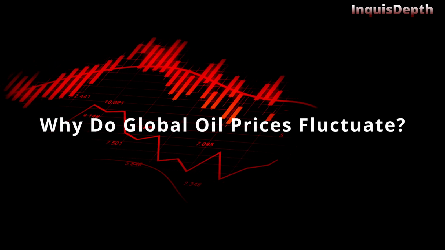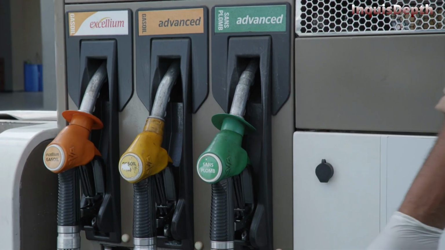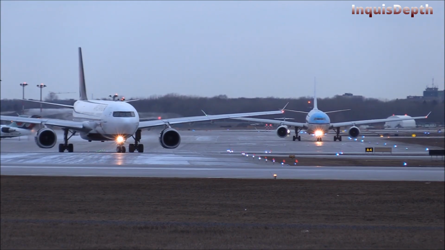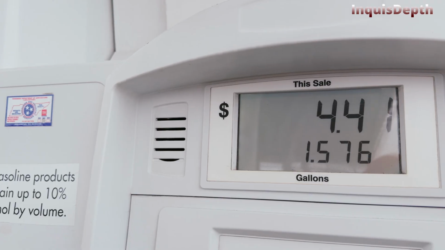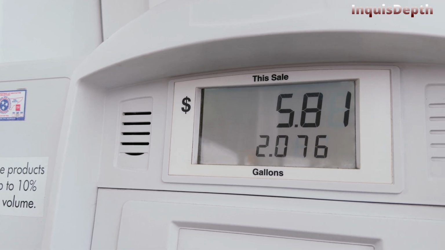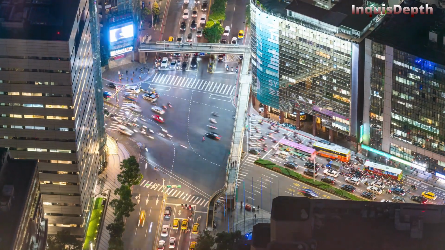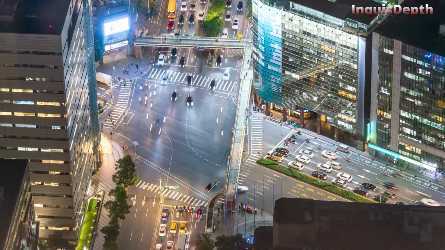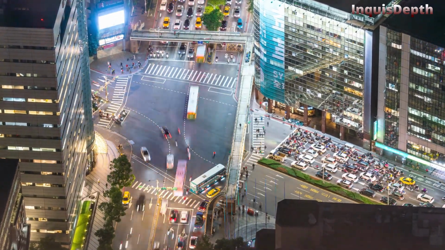Why do global oil prices fluctuate? Every time you fill your gas tank, book a plane ticket, or even buy groceries, you're connected to a global force: oil prices. They rise, they fall, and sometimes they crash. And when they do, the ripple effects are felt everywhere, from major economies to your local supermarket. But why do these prices fluctuate so often and so unpredictably?